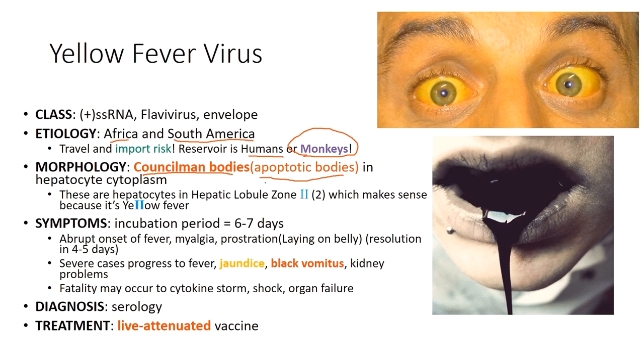And so a nice way to remember that zone 2 is affected by yellow fever is you put 2 for Roman numeral, and yellow fever with 2 L's look like Roman numerals. So that's how you can remember that this affects zone 2.